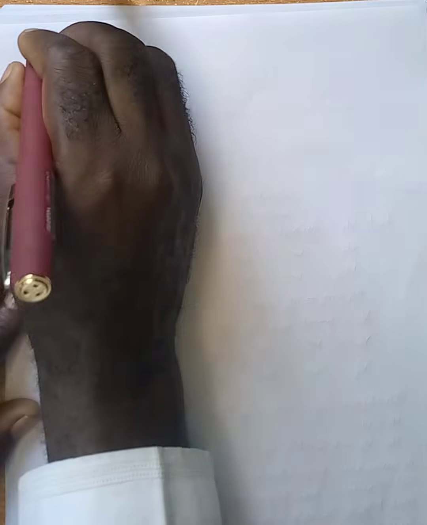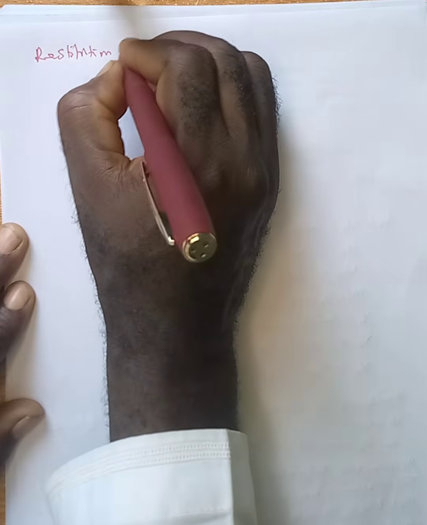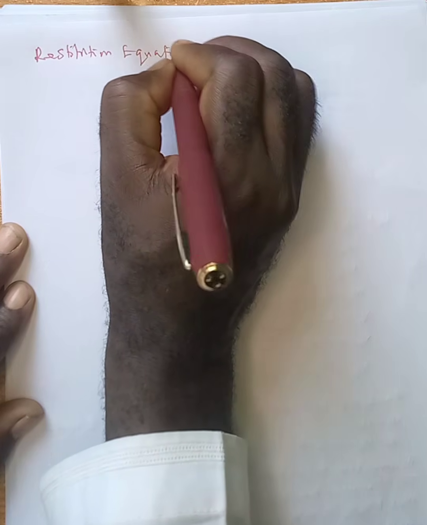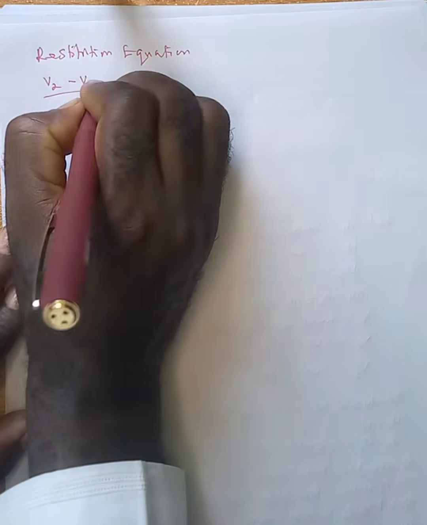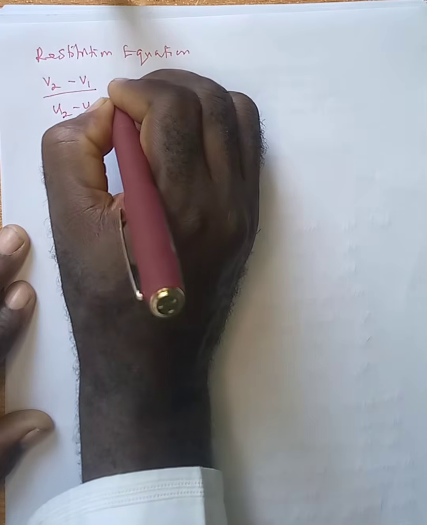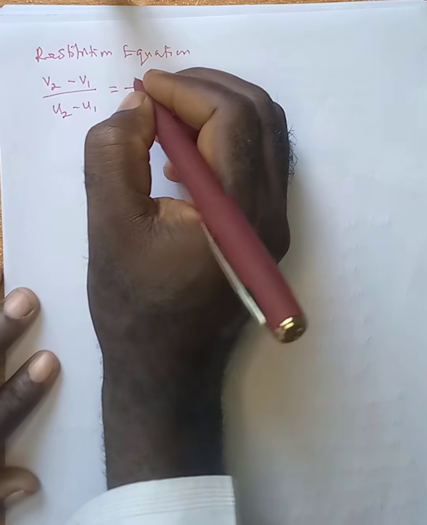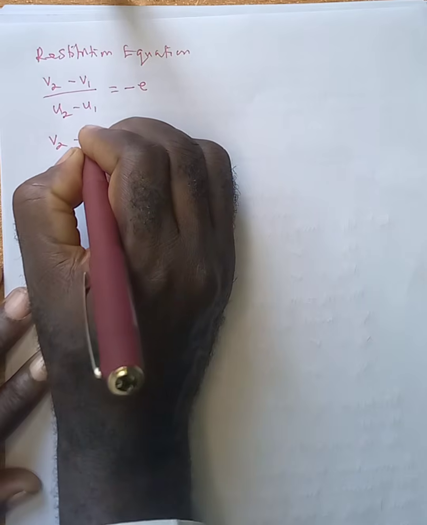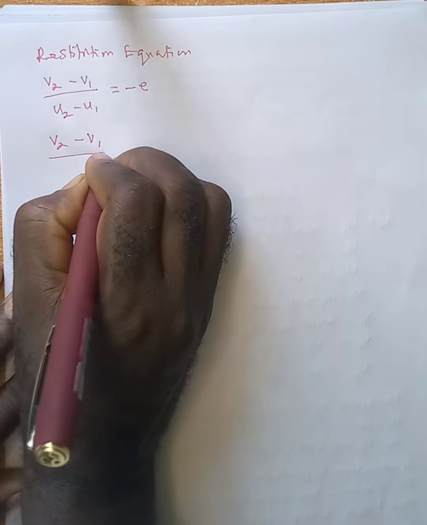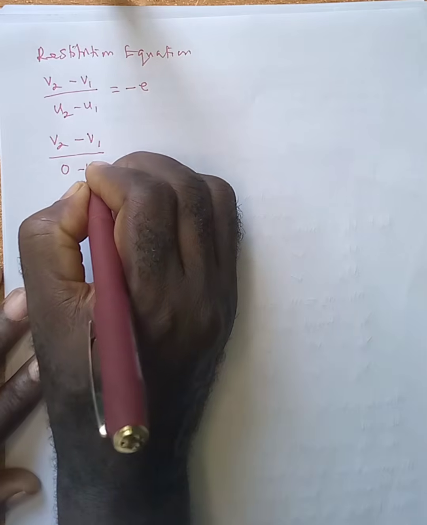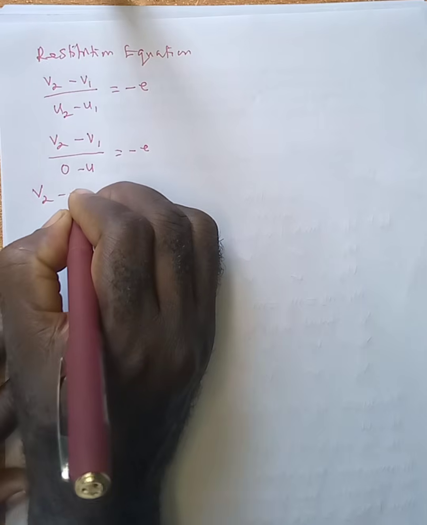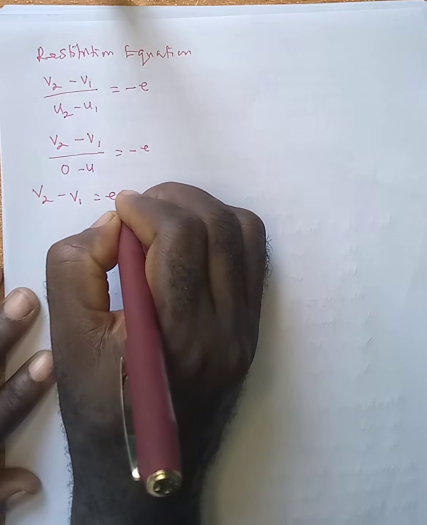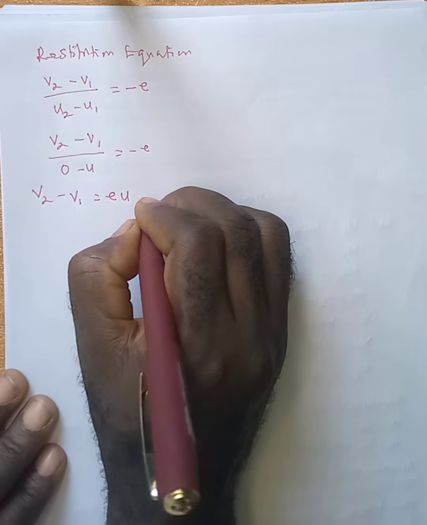Now we write the restitution equation. We have v2 minus v1 over u2 minus u1 is equal to minus e. Then we have v2 minus v1 over u2 is 0 minus u1 is u is equal to minus e. When we cross multiply, we have v2 minus v1 is equal to eu. Then we call this one equation 2.